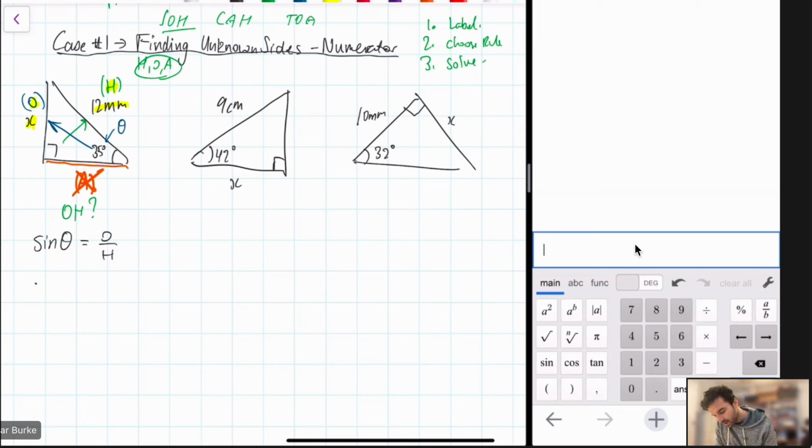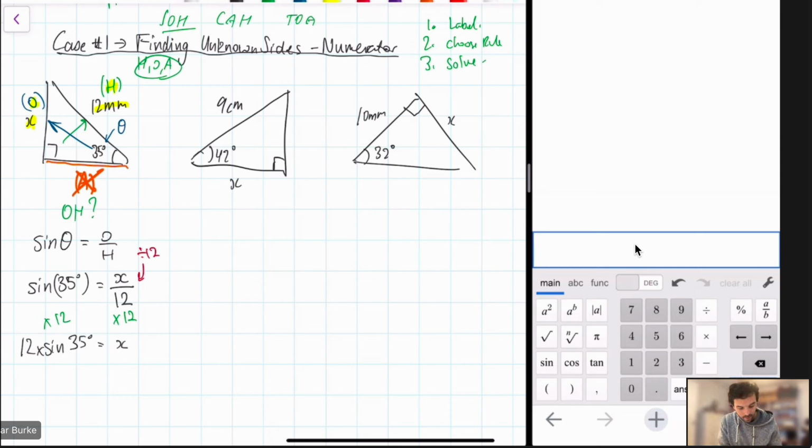So first thing, we know that theta is 35 degrees. Opposite is x, and the hypotenuse is 12. Do you see here, we're just subbing in those values. Next we want to get x by itself, so times both sides by 12, because this side over here is essentially dividing by 12. The opposite of dividing by 12 is timesing by 12. What we do to one term, we do to all the terms. So now we've got this: 12 times sine 35 degrees is equal to x.